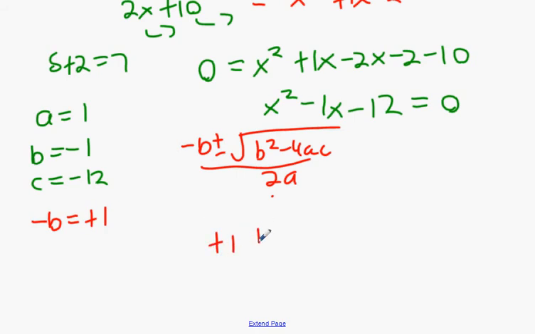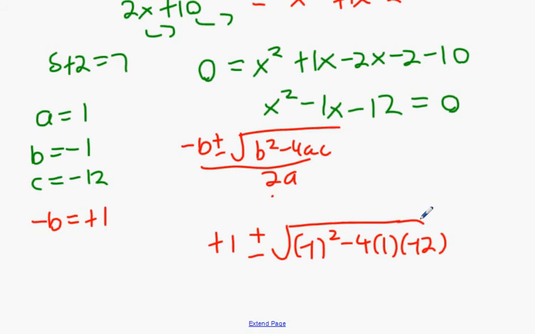Plus 1 plus or minus the square root of b squared, which is minus 1 squared, minus 4 times 1 times minus 12. Please make a note. The letters never make it in there, do they?